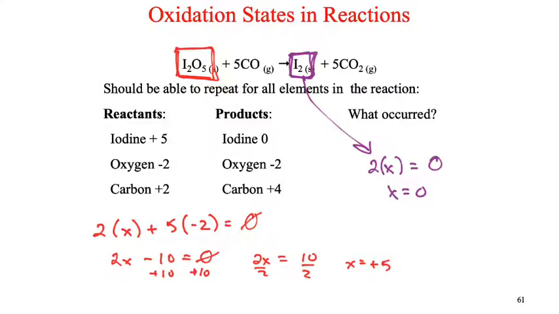So we have to decide what happened to the iodine. It went from a plus 5 to a 0. What happened to the number? It went down. So of course we would say because it went down, it gained something. Damn it. Why did it gain?